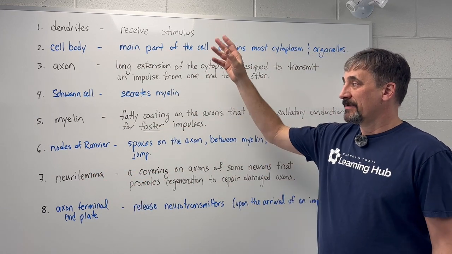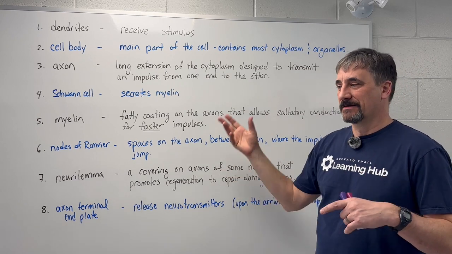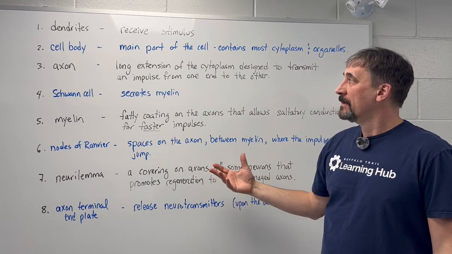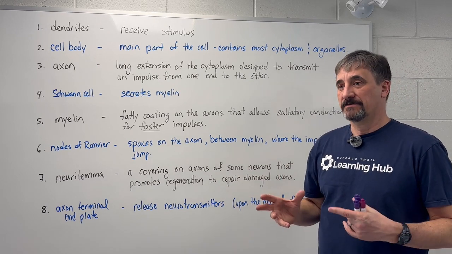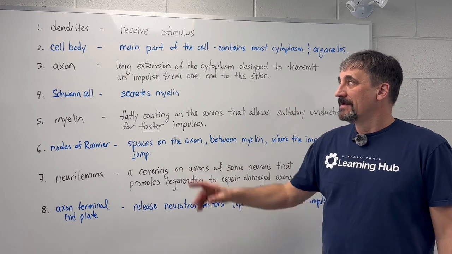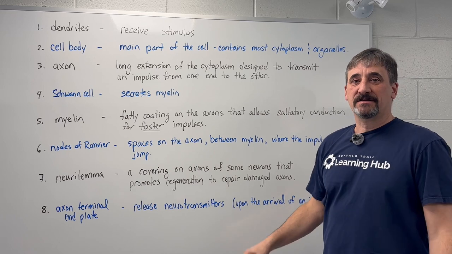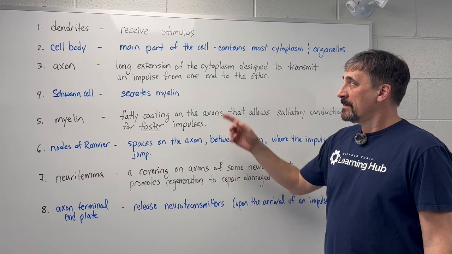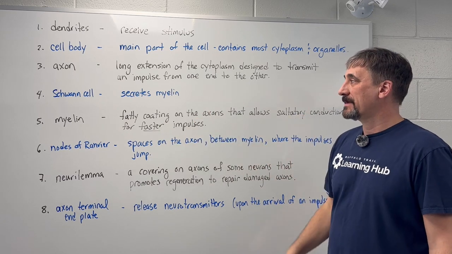The parts that we learned today are the dendrites, which are like little antennas that are going to receive stimulus. The cell body, just that main part of a cell that contains all those organelles that a normal, typical animal cell contain. The axon is just simply that stretch, the long extension of the cytoplasm. It's designed to send a message from one end to the other really, really quickly.